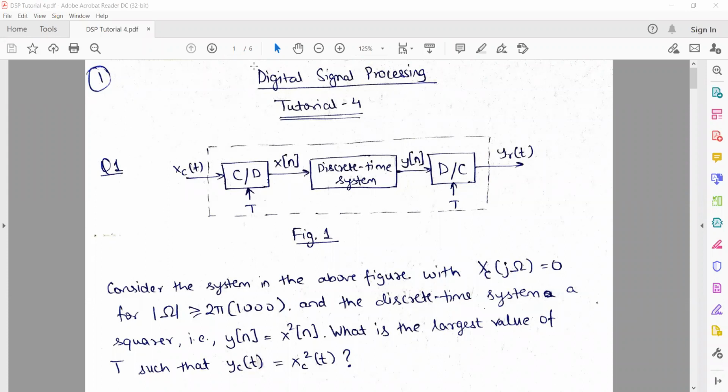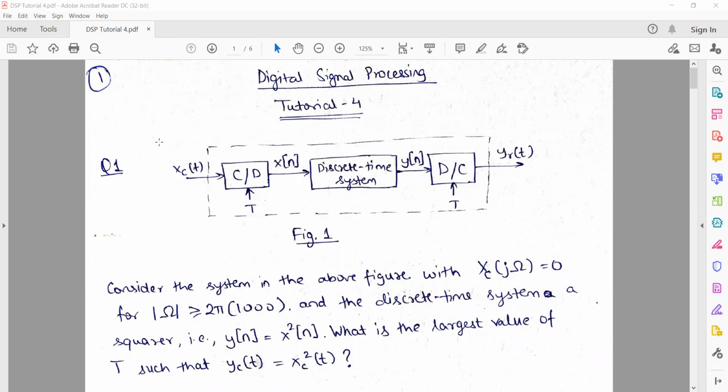Hello everyone, this is tutorial number 4 on digital signal processing. In this tutorial, we will cover some questions on discrete time processing of continuous time signals and also some questions on upsampling and downsampling of the time period. So let us start with question number 1.